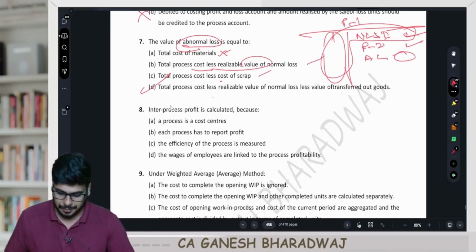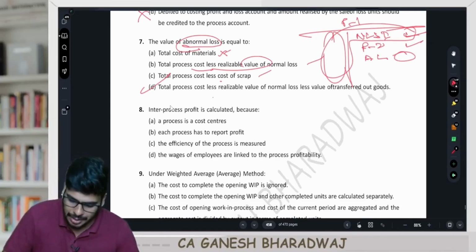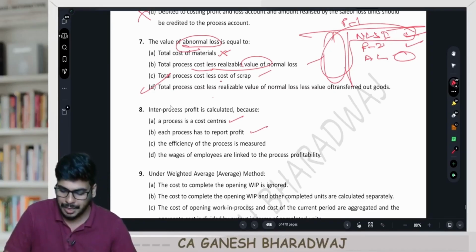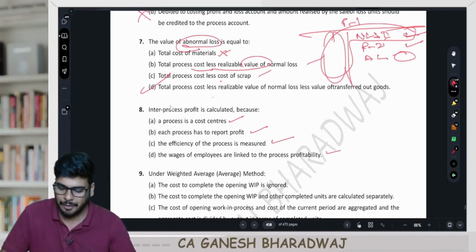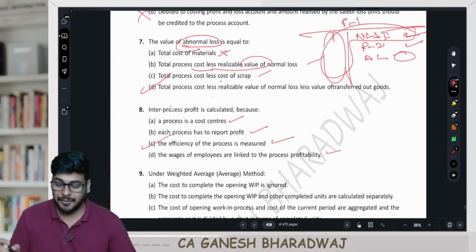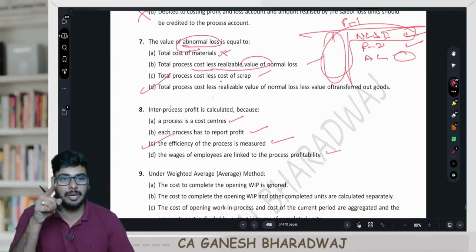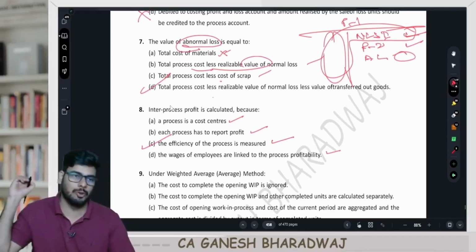Inter-process profit is calculated because A: a process is a cost center. B: each process has to report profit. C: the efficiency of a process is measured. D: the wages of employees are linked to process profitability. Which of the following? Very good. C. The efficiency of the process is measured. I told you it's a measure of performance evaluation. Clear with this, right?